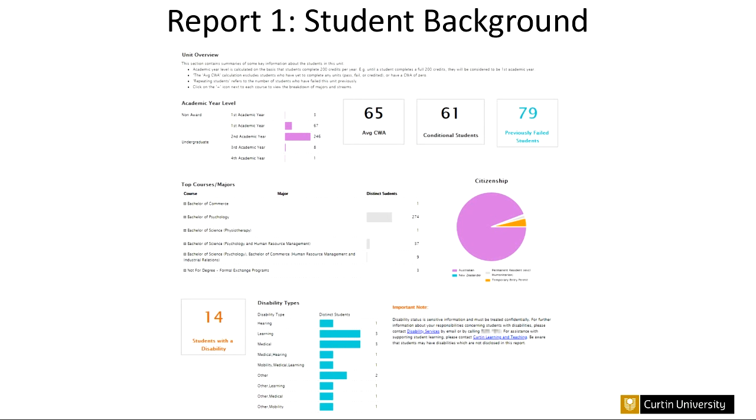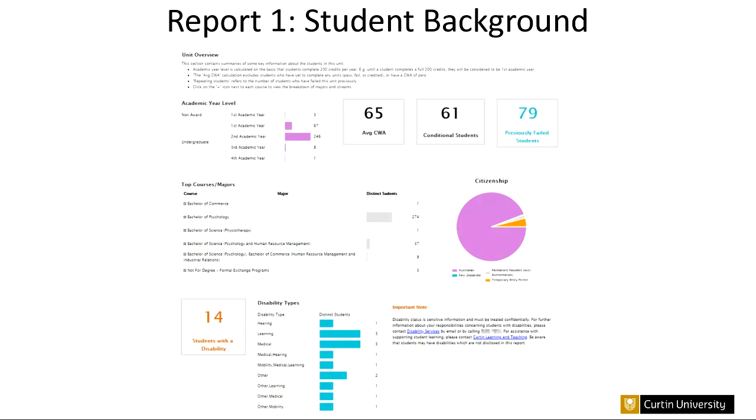We've included their average CWA, that's that number 65 there, which is their course weighted average. So you get an idea of the average level of performance of your students. That's conditional students there. That's just the number of students who are on what we call conditional status, meaning they may have failed some units in the past, and so are potentially more at risk. And then number 79 is the number of students who have previously failed this unit. That's particularly high because I've chosen a very large unit here, but it makes staff aware of how many students are repeating it.